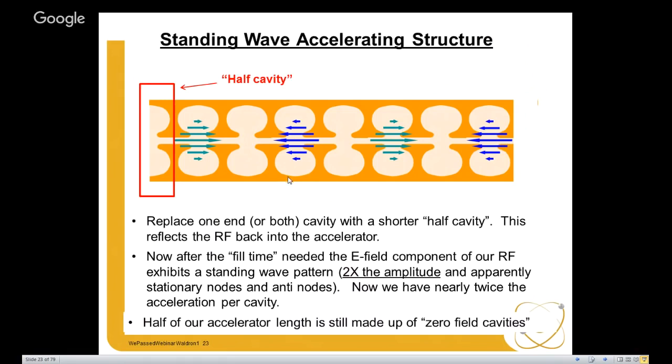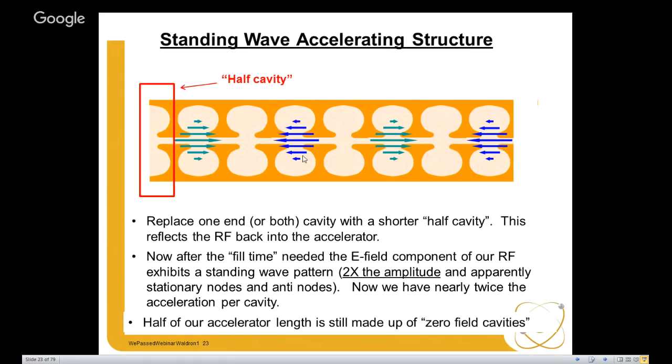The time it takes for this to happen is called fill time. There's a fill time and an empty time associated with putting the RF, switching on the electromagnetic waves into the accelerator and then switching it off again. It's a couple of nanoseconds, but it's there. So now what we have is this standing wave pattern.